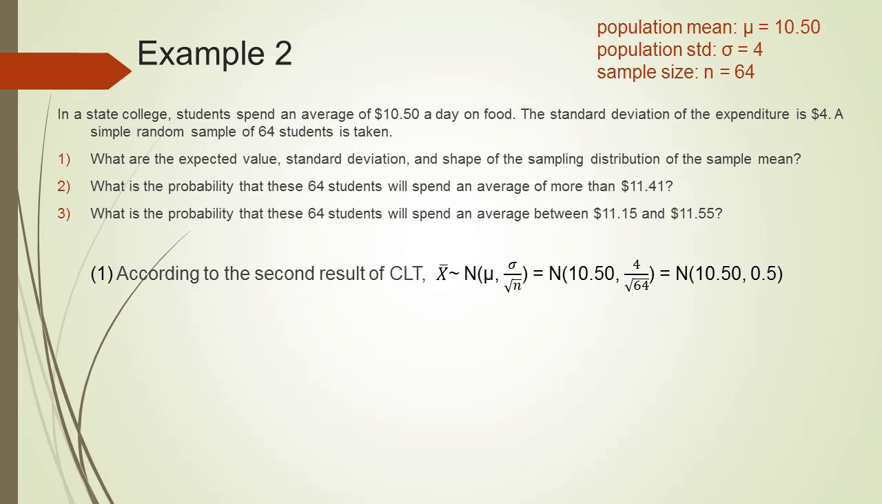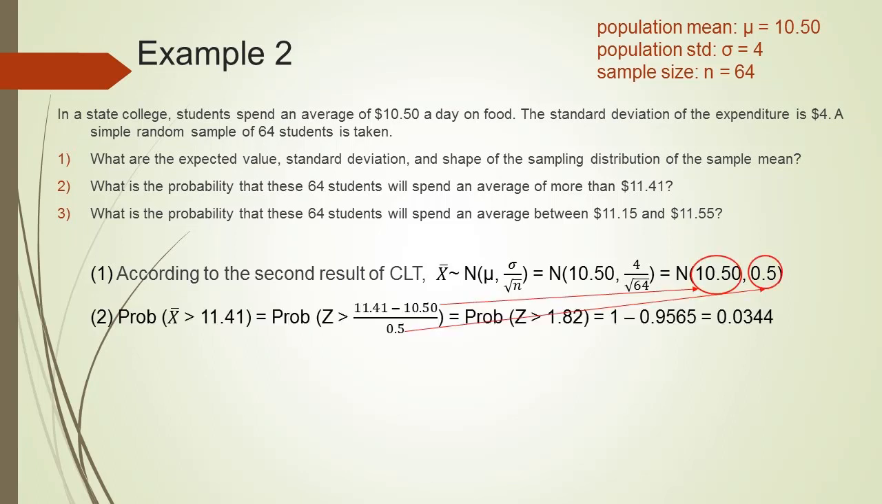Question 1 asks for the expected value, which is an alternative way of saying the center. According to the CLT, again, we are using the second result of CLT because the sample size is more than 30. Sample mean is normal distribution with center 10.50 and a standard error of a half. The shape of the sampling distribution is a bell curve.